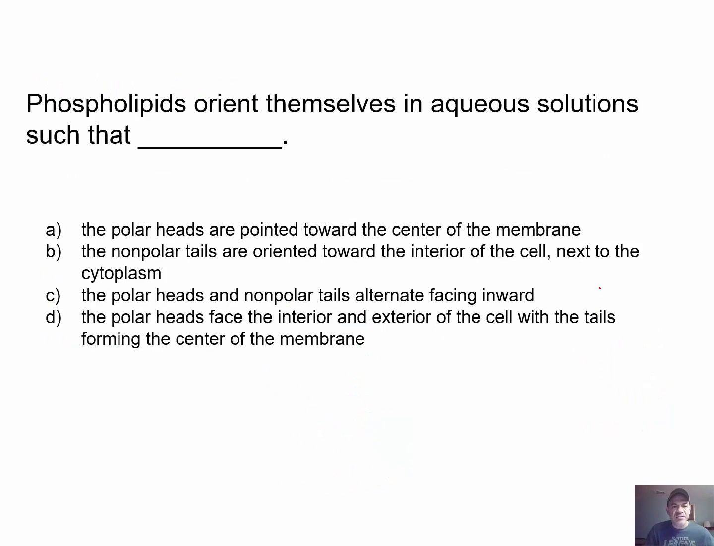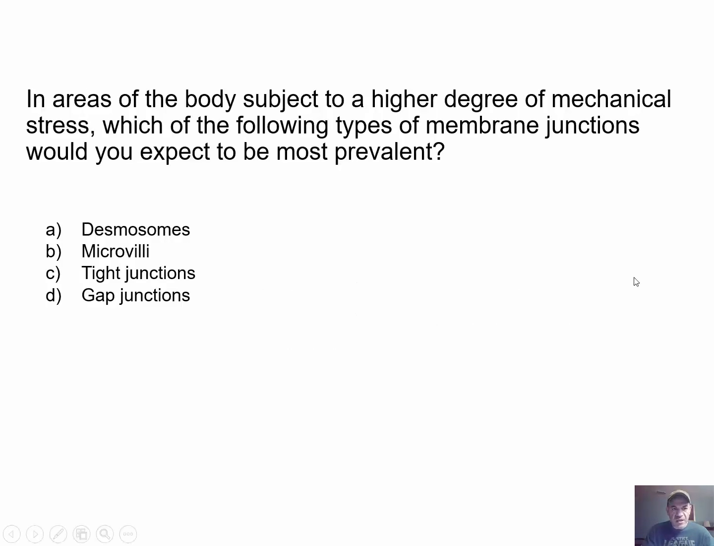So looking at a couple of practice questions here. Phospholipids orient themselves in aqueous solutions such that A, the polar heads are pointed toward the center of the membrane. B, the nonpolar tails are oriented toward the interior of the cell next to the cytoplasm. Or C, the polar heads and nonpolar tails alternate, facing inwards. Or D, the polar heads face the interior and exterior of the cell, with the tails forming the center of the membrane.